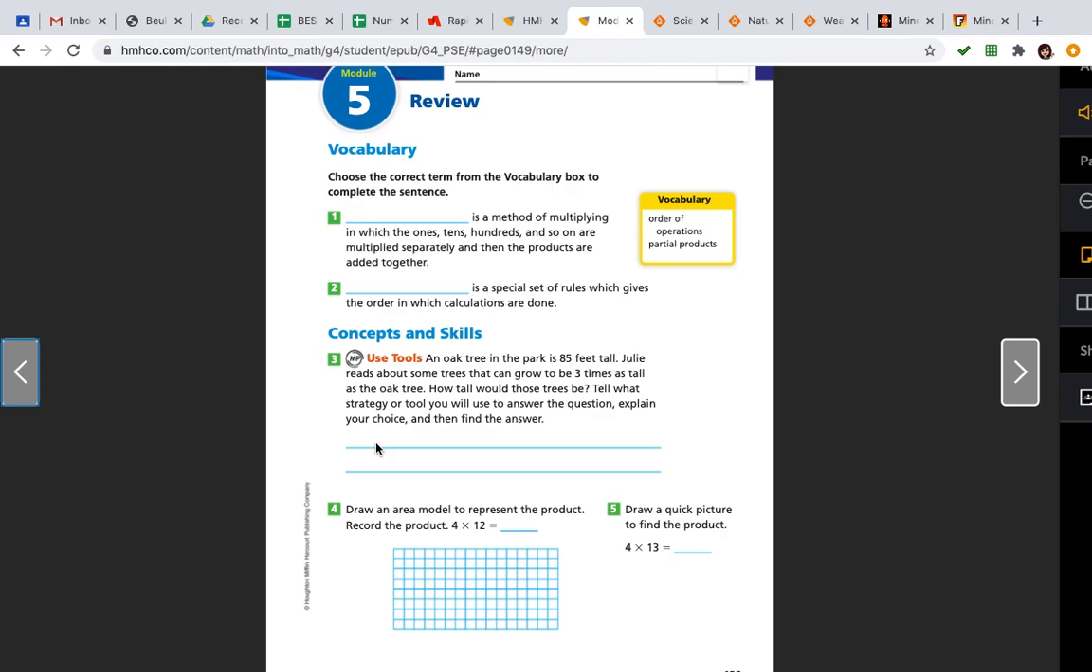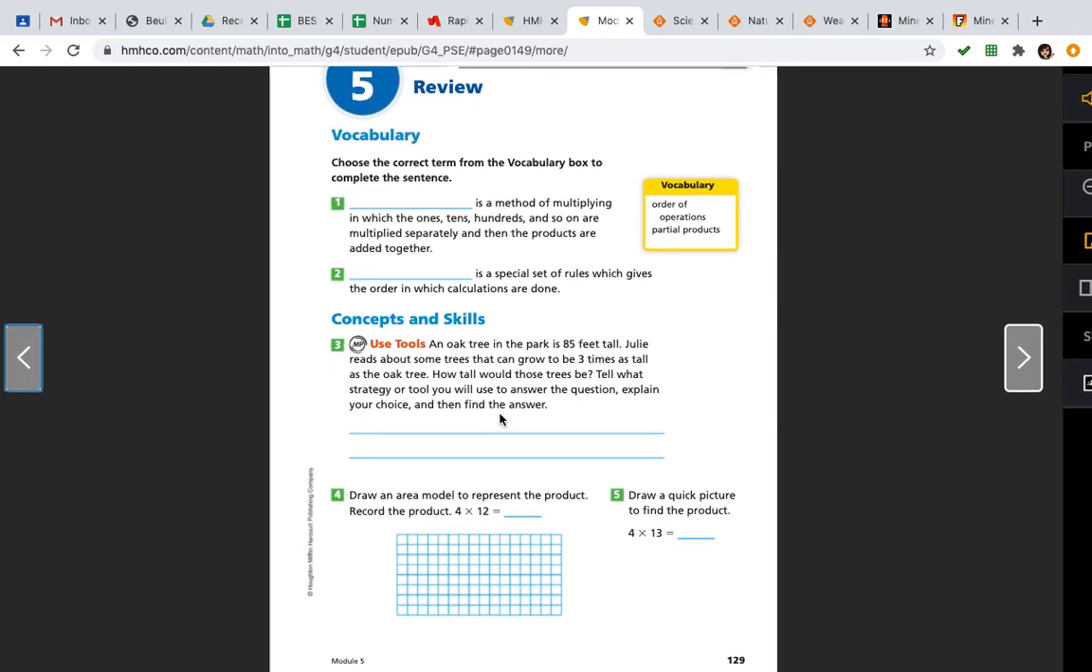Hey guys, today we're on page 129. We are doing the module review. So you should go ahead and do your workbook part before you watch the video. So pause the video, do 1 through 12, and then come back to it.